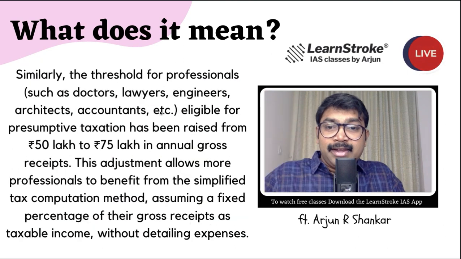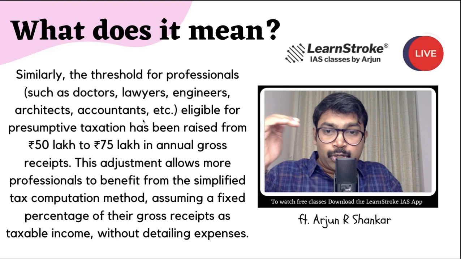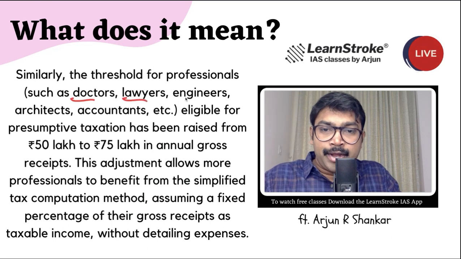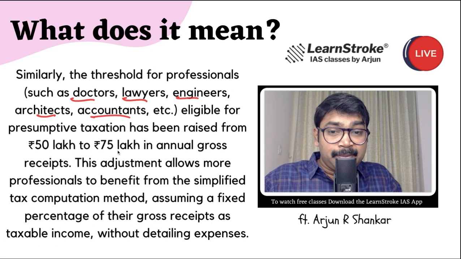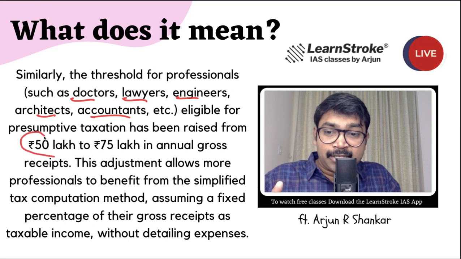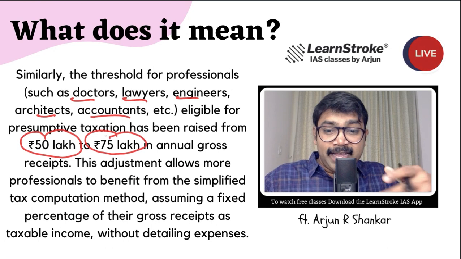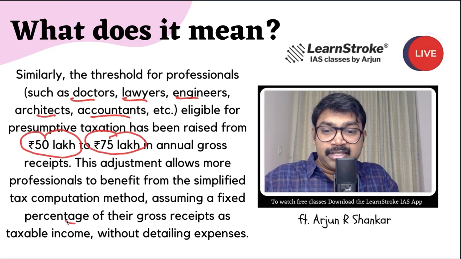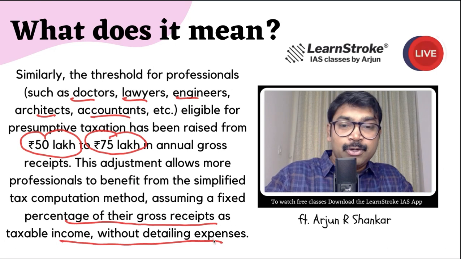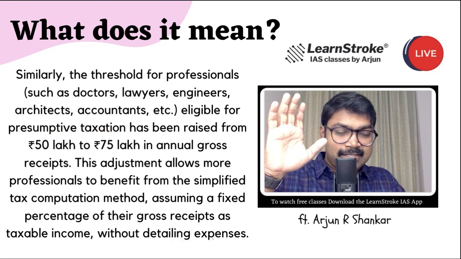And similarly, the threshold for professionals like doctors, lawyers, engineers, architects, and accountants to be eligible for presumptive taxation has also increased. Previously it was 50 lakh, and that has increased to 75 lakhs. That means they can also assume a fixed percentage of their gross receipts as taxable income without detailing the expenses. So this is what presumptive taxation simply means.